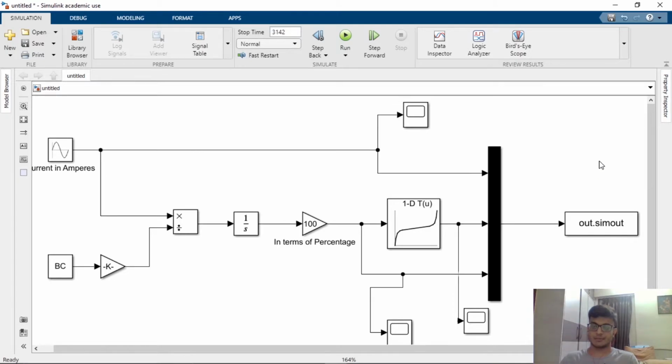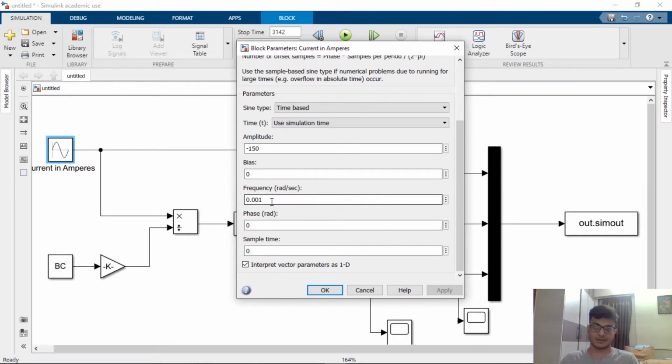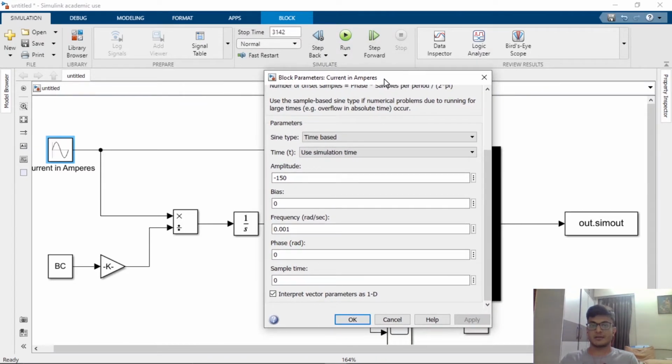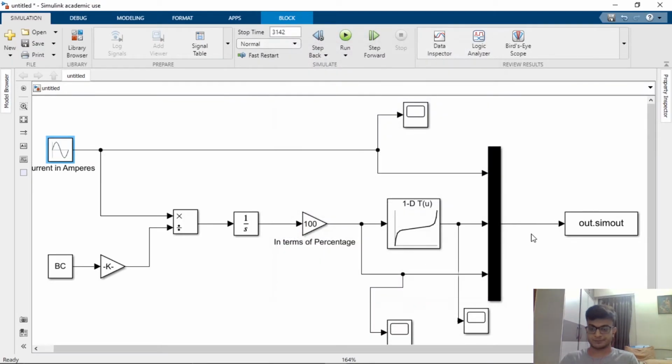Okay, so the simulation is complete. Before looking at the output, there is just one thing that I want to tell you, that the frequency is set to 0.001 radian per second. Now, why is that, you would ask? Our simulation time is 3142, and if you multiply the frequency with time, it gives us the value pi. A full wave corresponds to 2 pi radians, as you all know. Now that we are simulating for half a sine wave, we need pi, that is half of 2 pi. Hence, the frequency is 0.001 radian per second.